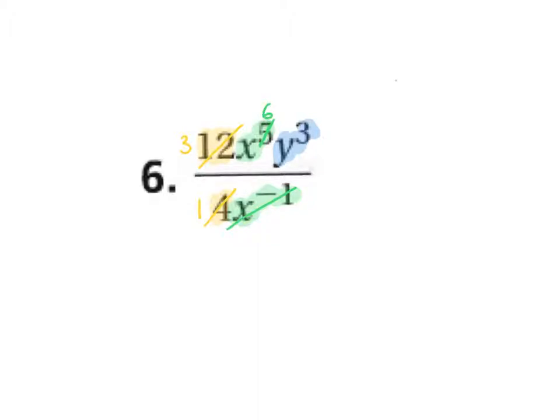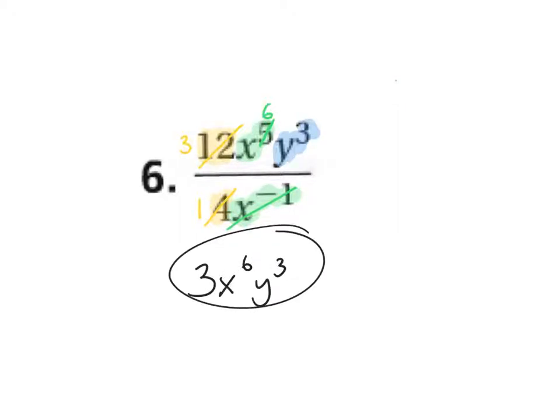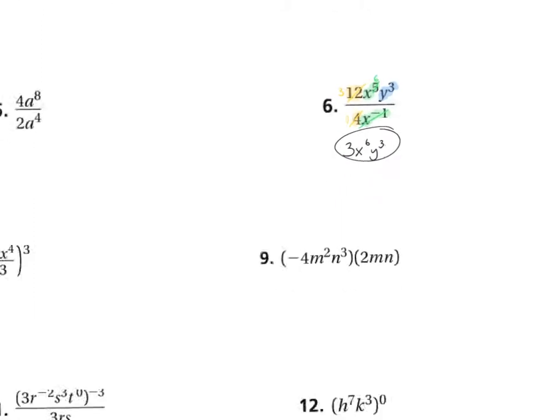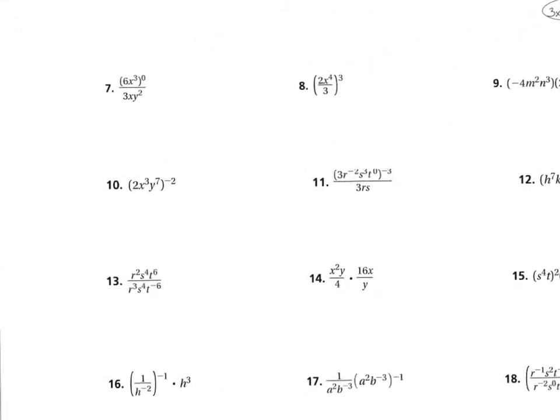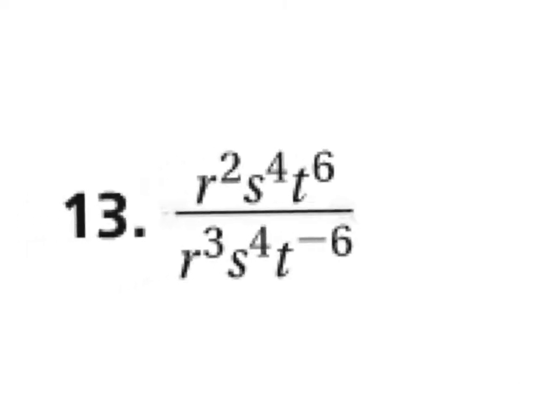So let's keep track of things. Notice there's only a 1 in the denominator now. So we have the 3 from above, which is a coefficient, x to the 6th, and y to the 3rd, and we're done. Let's look at another complicated one down here with some negative exponents. All right, let's do one at a time on number 13 here. Like I said before, just consider the r's, then consider the s's, and then consider the t's. Take each at a time. So let's see the r's.